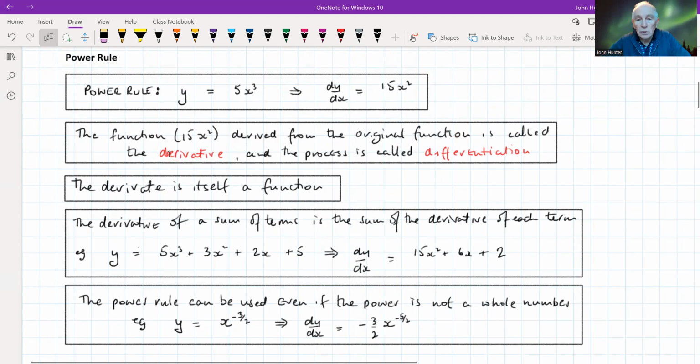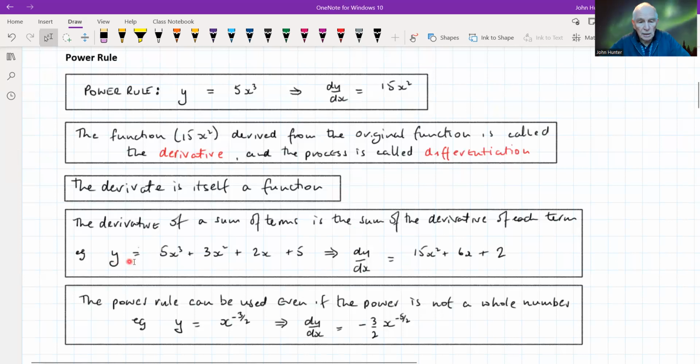It's called a derivative, and the process by which we get it is called differentiation. As I just said, the derivative itself is a function. So that is the power rule, essentially. Something which is not really a power rule, but is just true in calculus: the derivative of a sum of terms is the sum of the derivatives.